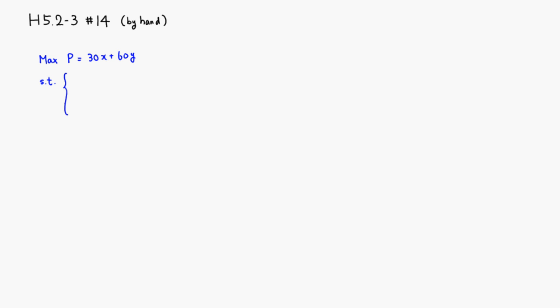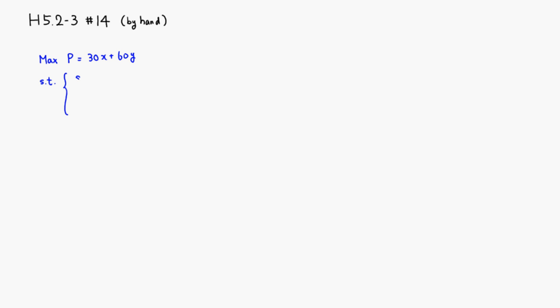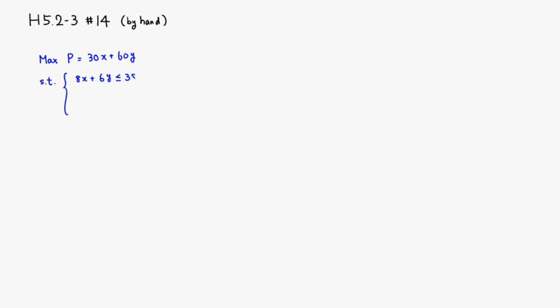There's a limitation on fabricating time. It takes 8 hours per trick ski and 6 hours per slalom ski, and 384 is the total hours. So you have 8 hours per trick ski times the number of trick skis, plus 6 times Y, and this cannot exceed 384. This is the limitation for the fabricating time.